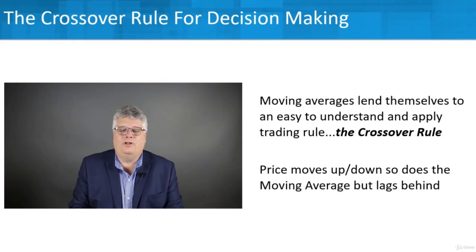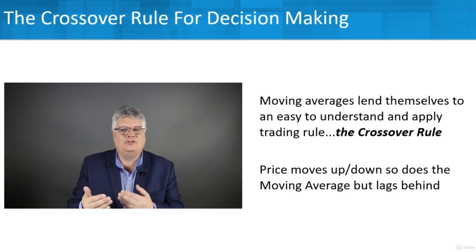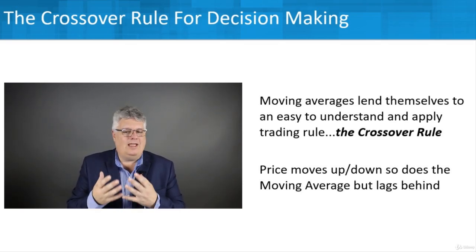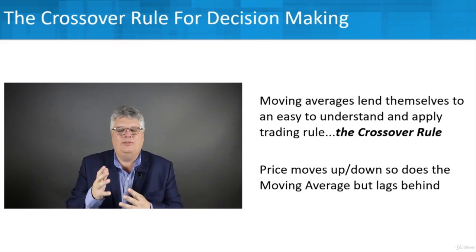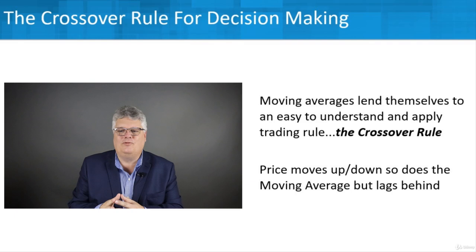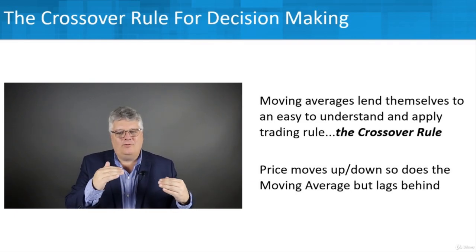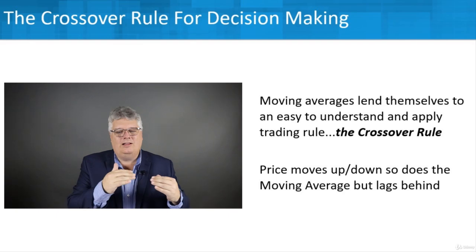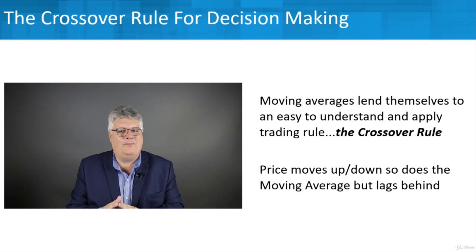The crossover rule is a very well established rule for decision making, whether you want to buy or sell a particular security. It involves moving averages and when they cross over things. Moving averages lend themselves really easily to understanding and applying this trading rule. As prices move up and down, so does the moving average, and it lags a little bit behind, but when they start crossing over, that means something's happening, and we want to make decisions around that.